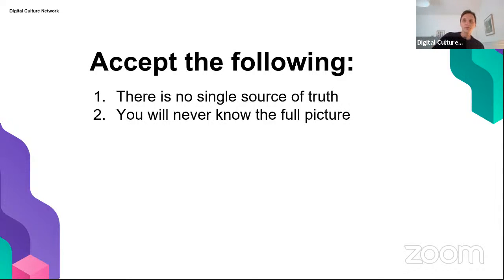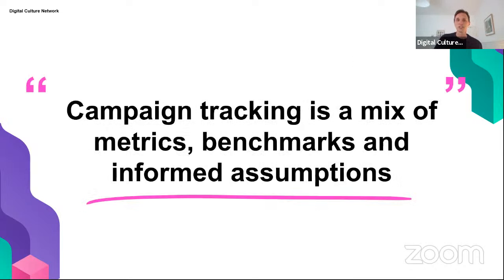And number two, you will never know the full picture. We talked about digital exclusion there, the privacy elements of behind cookie walls, stuff like that. You're not going to get the full picture. So when it comes to campaign tracking, it's a mix of metrics, so the stuff that we're trying to track, the benchmark of what you already know, and then informed assumptions. So that's another one of James's quotes that was stuck in there for you.